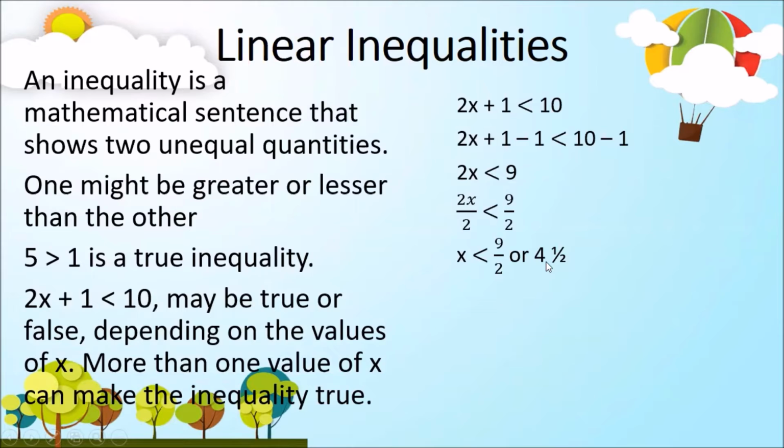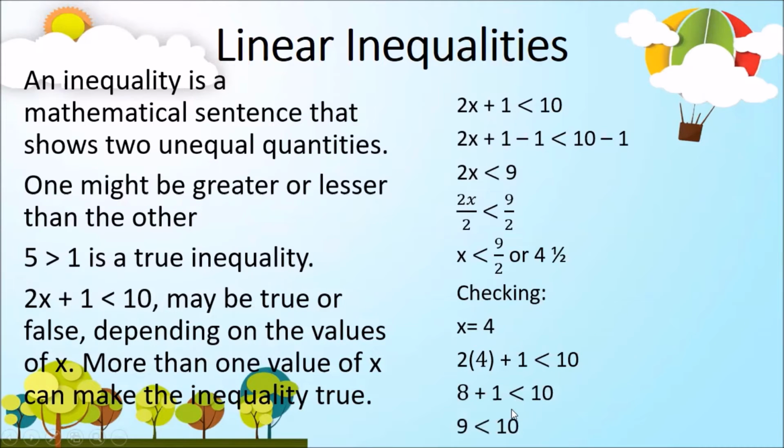Ibig sabihin, mas mababa sa 4 1/2. Hindi pwedeng 4 1/2 din ang ating isosolve, the given is not true for the inequality. Let's try the value of x is 4. So substitute in our inequality 2 times 4 plus 1 less than 10, and 2 times 4 is 8, and 8 plus 1 is 9. Then 9 is less than 10, and this is true for the linear inequality.